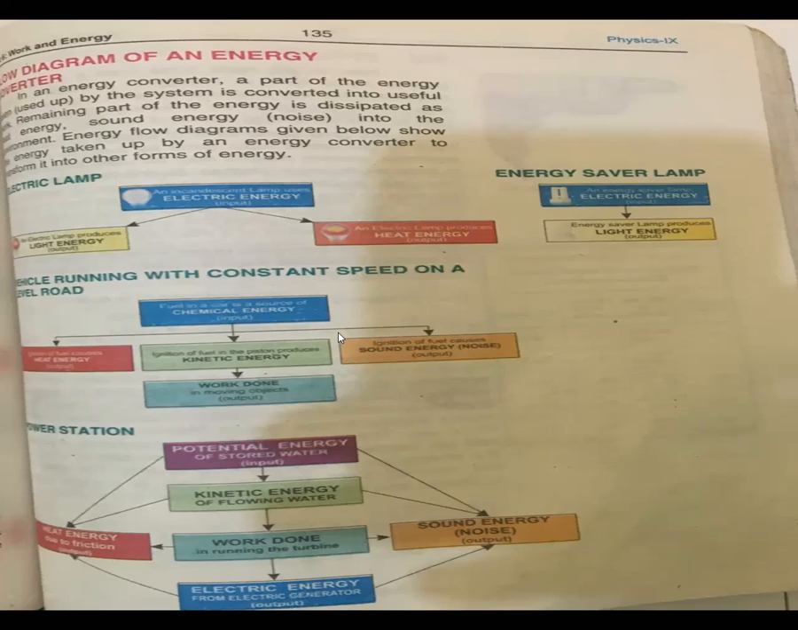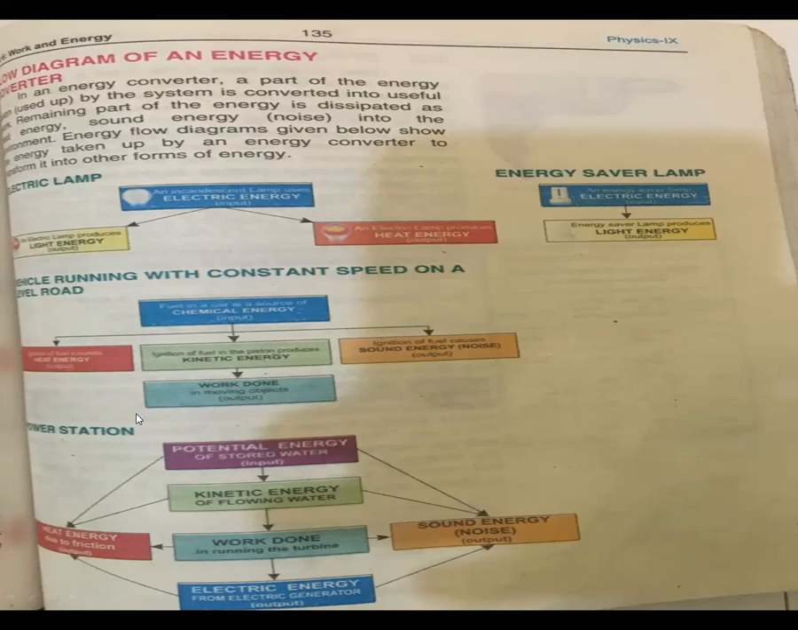Like a bike has some sound, a car has some sound. The chemical energy stored in fossil fuel like petrol converts into the motion of the car, and it generates heat energy and sound energy, and then we move from one place to another. The work is also done. So chemical energy stored in petrol is converted into heat energy, sound energy, and kinetic energy, because the car is moving. This is called kinetic energy, and this kinetic energy does the work. We move from one place to another. So this work done is also produced.